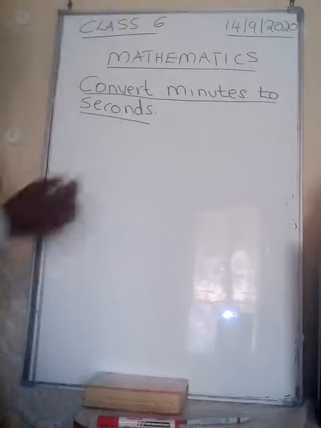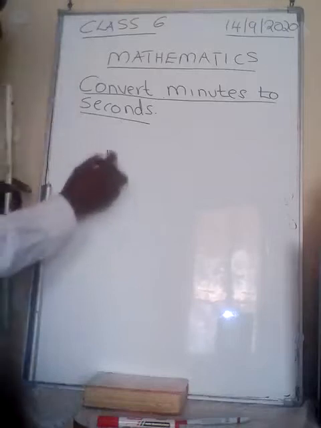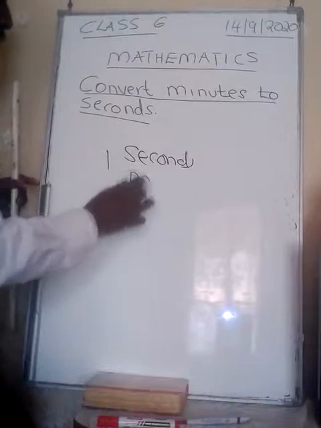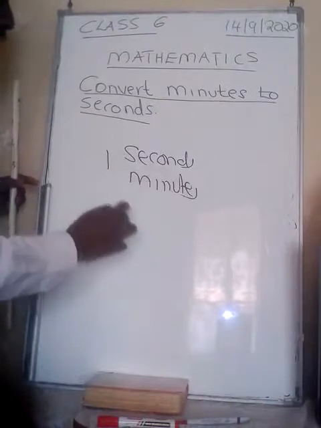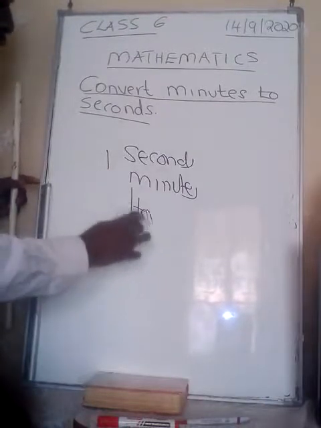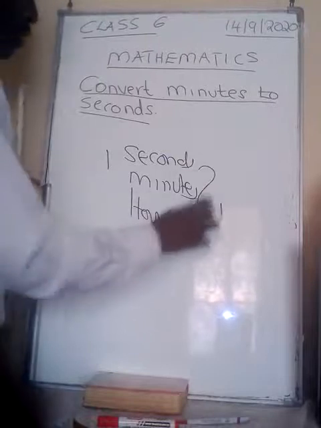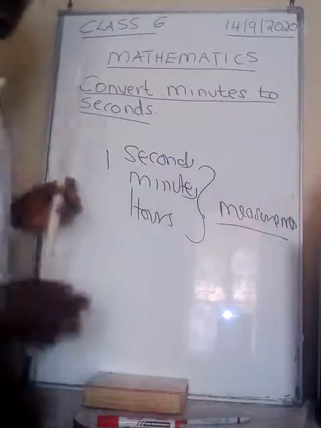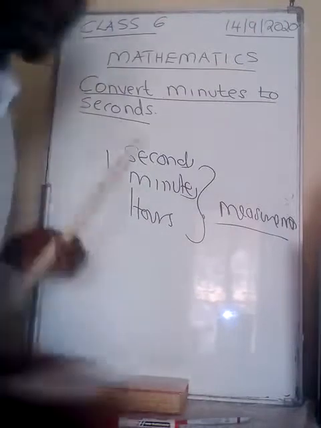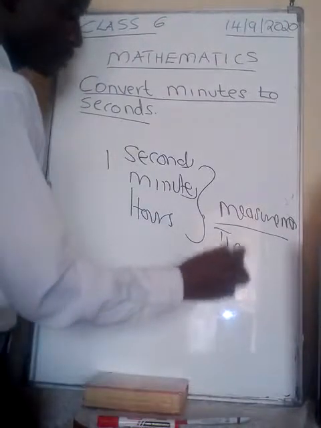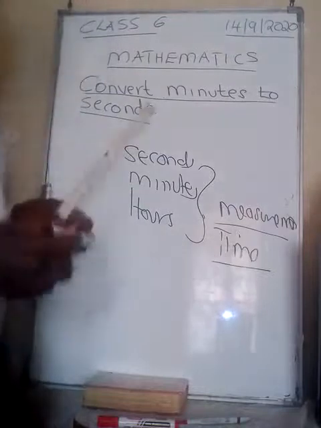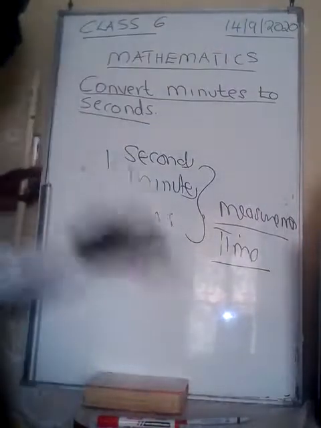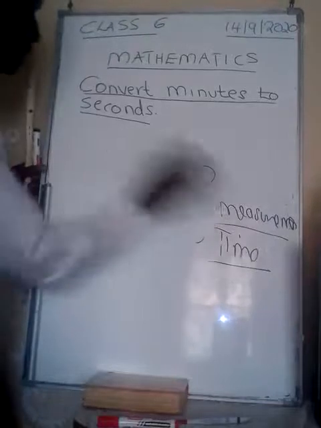These are what you're calling measurements: seconds, minutes, hours. These are what we call measurements of time. So it's just a continuation of what we already did.